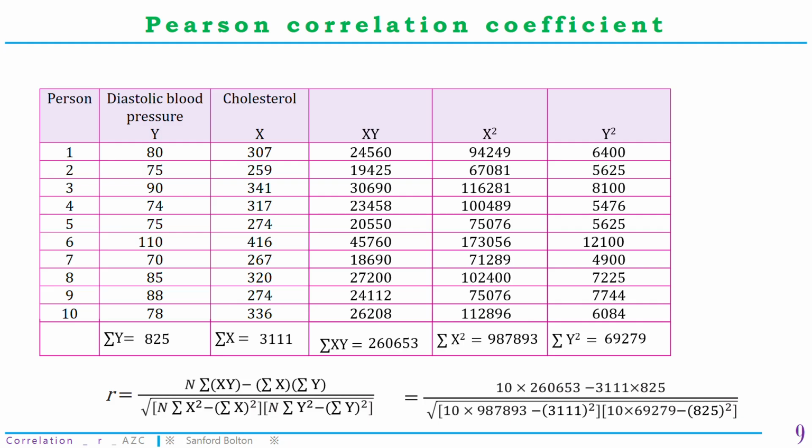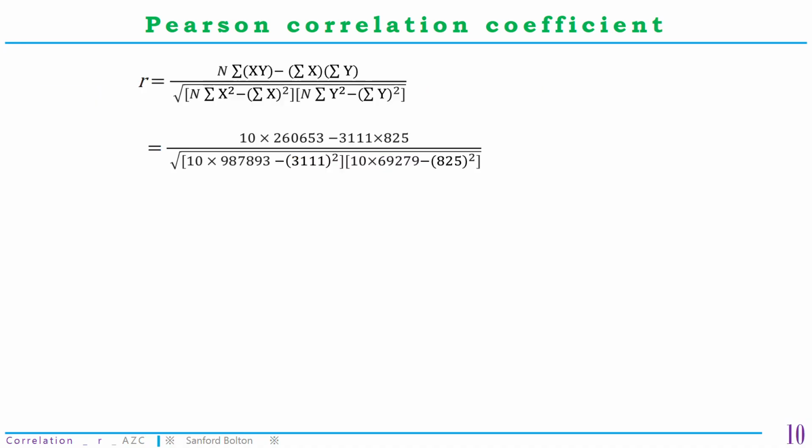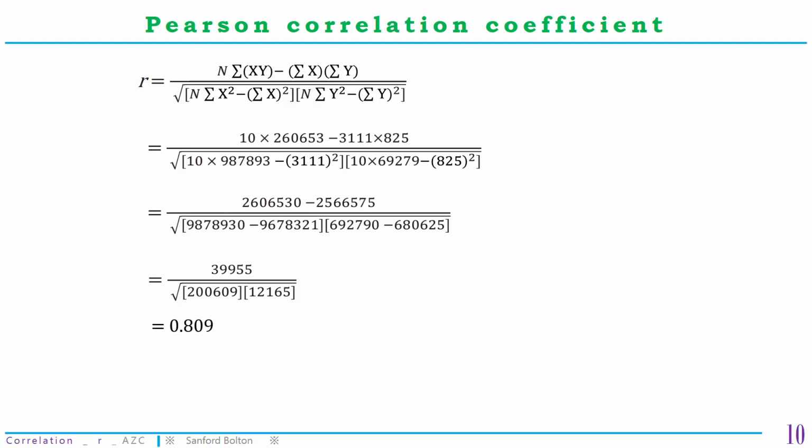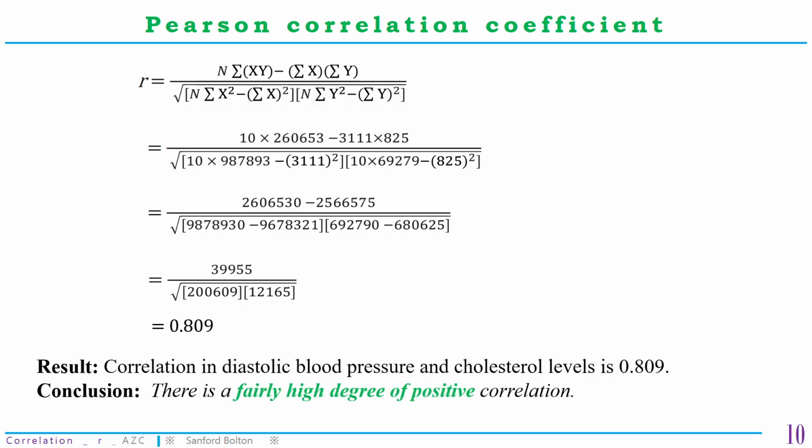Now put all these values into the equation of coefficient of correlation. When we solve this equation, the answer obtained is 0.809. Result: correlation in diastolic blood pressure and cholesterol levels is 0.809. Conclusion: there is a fairly high degree of positive correlation.